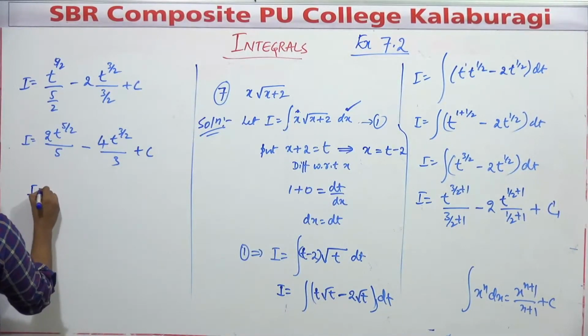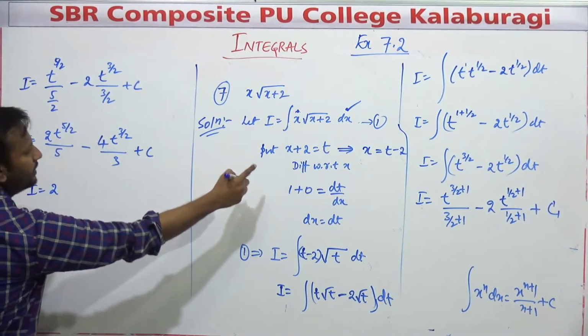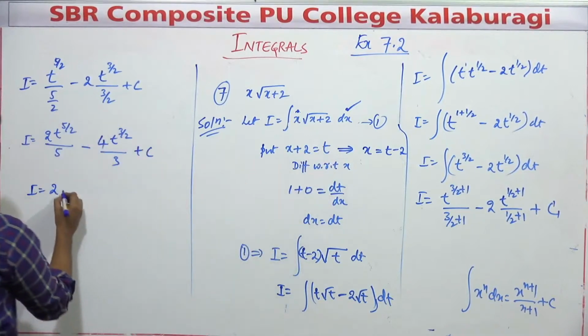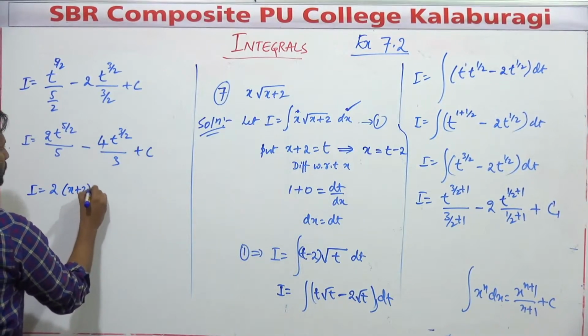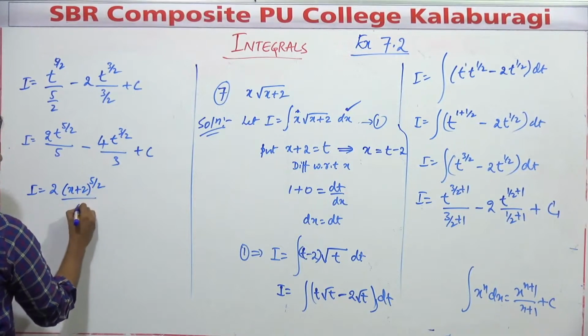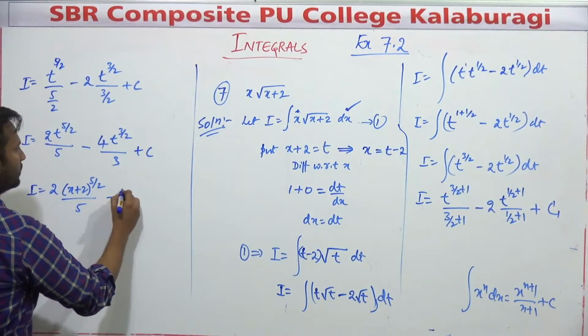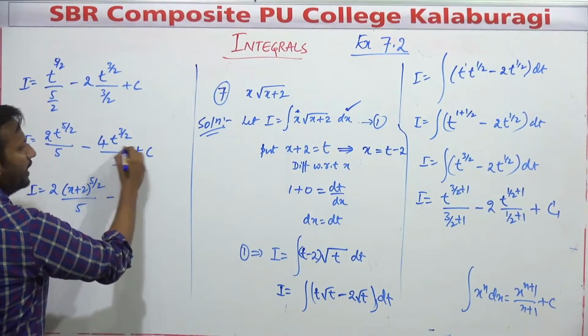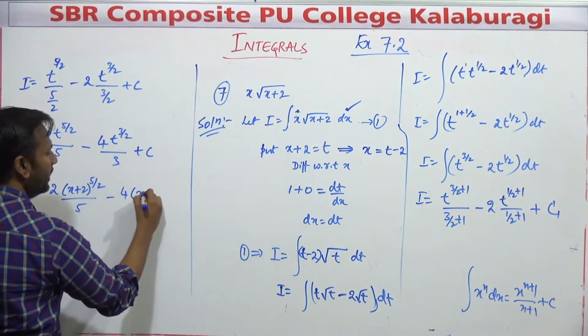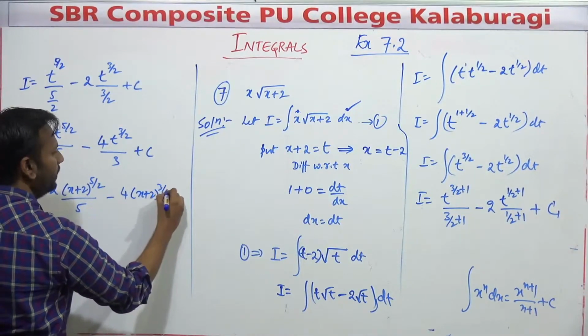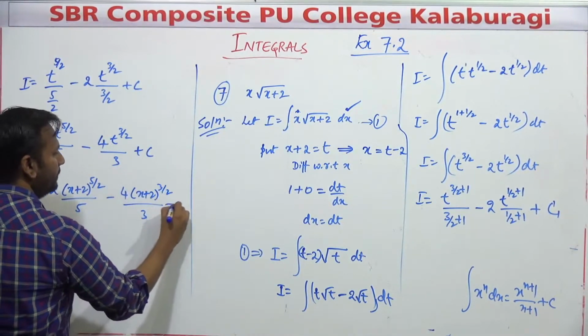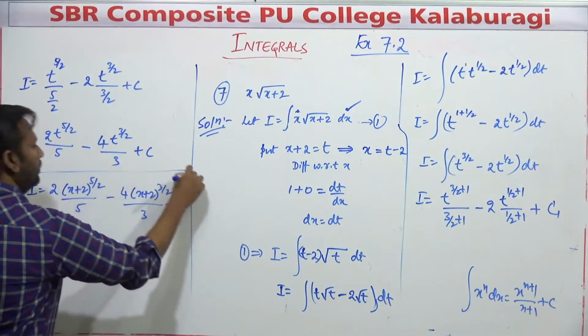So that's why 2 times t is what now? T is what here? X plus 2. X plus 2 to the power 5 by 2 divided by 5. Minus, there is minus 4 times. T again, we have to replace, x plus 2 to the power 3 by 2, whole divided by 3 plus c. Right?